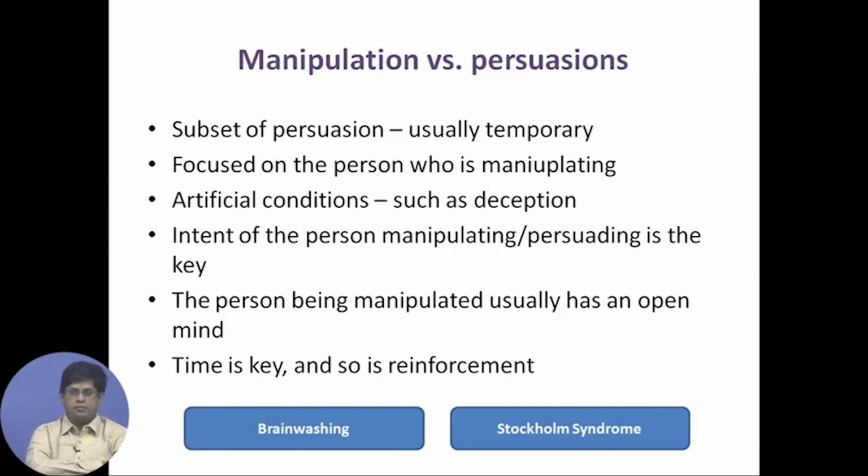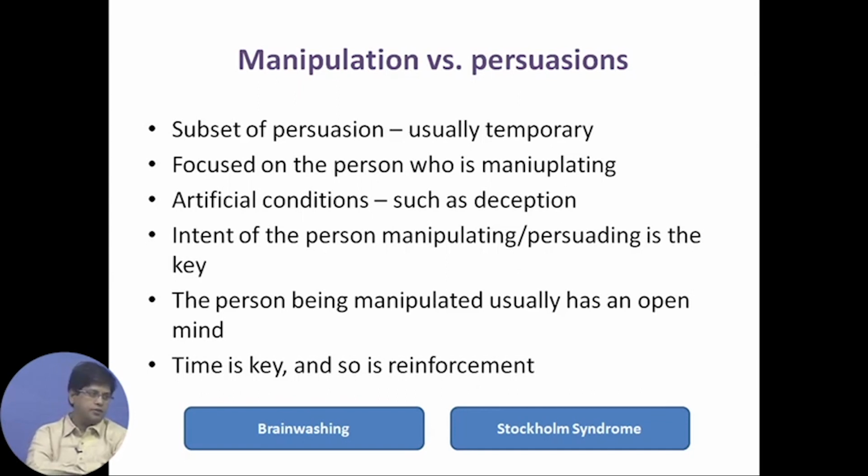Artificial conditions, the conditions through which you are undertaking these are artificial, that is, they are short lived, again linked to the second point and the first point, which is deception. Deception is something which can be found out, and in that sense it is something which is not the real state of affairs.